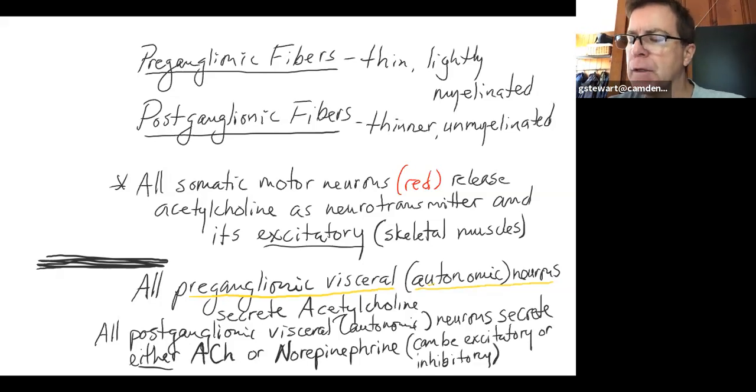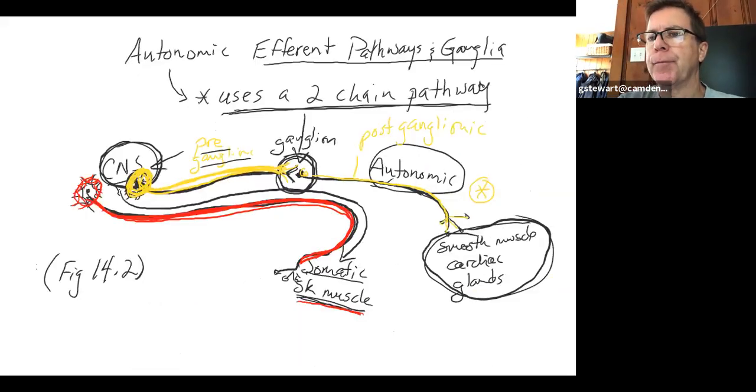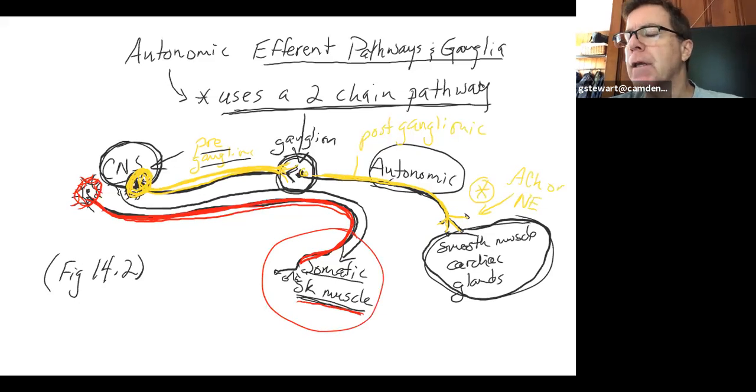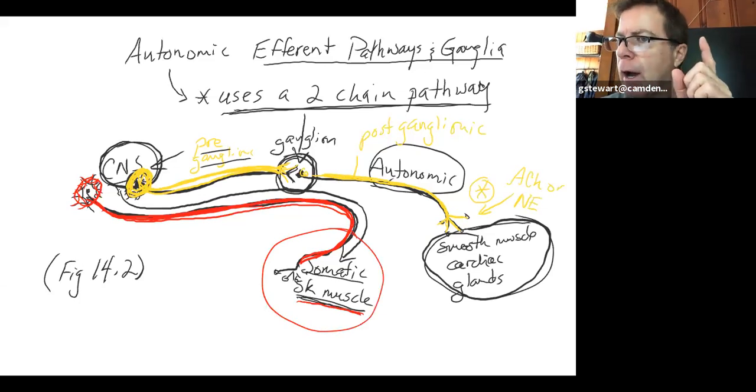So I'm going to go back to my picture now. And we're talking about this second pathway. I'll get back to my yellow. So we're talking about this pathway. What's released here at the postganglionic terminus is either acetylcholine or norepinephrine. And the effects are not always excitatory like they are in this case. They're either excitatory or inhibitory.